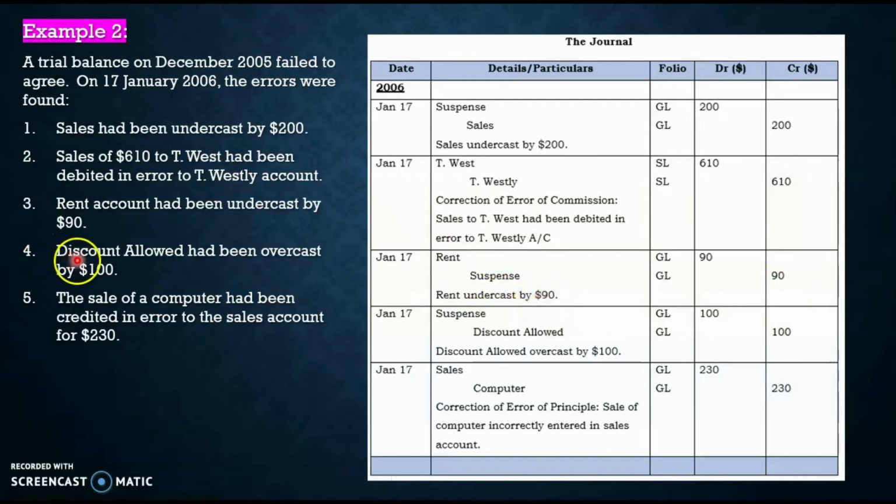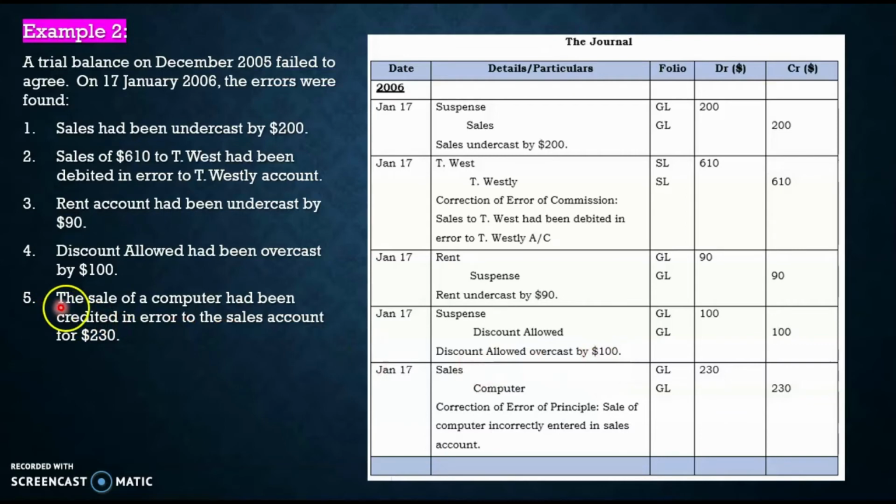Number 4, discount allowed had been overcast by 100. No other account affected, just one, and so we are going to correct this. Discount allowed normally carries a debit balance, but if it's overcast, it means that it is greater than it ought to be. So if it carries a debit balance and you need to correct it by reducing it, you would put the entry on the opposite side, that's the credit side, to lower the amount. So that's why we debit suspense and credit discount allowed with the amount, both in the general ledger, and the narration is discount allowed overcast by 100.